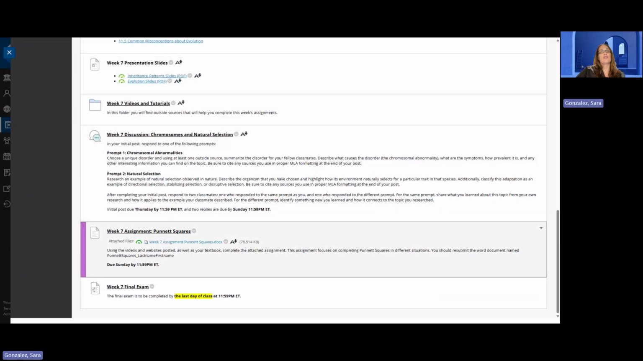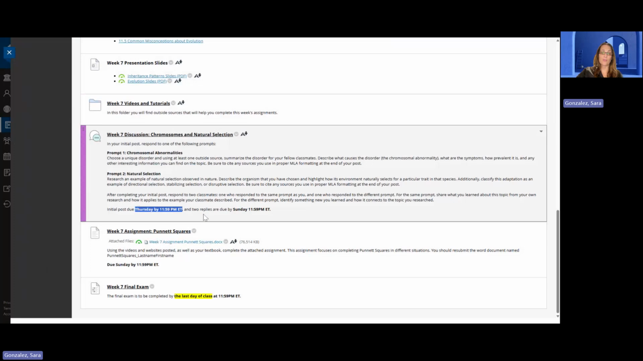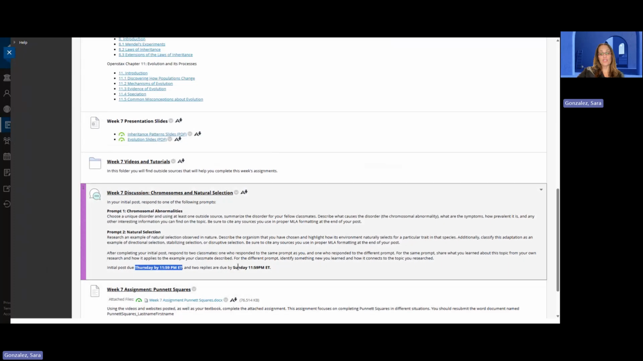You also have an assignment here. You just click on this link and complete the assignment using Punnett squares, and then your final exam. So your initial post for your discussion, again, just one prompt, is due Thursday. Your 2 follow-up responses are due by Sunday, and then your Punnett square assignment and your final exam are also due by Sunday.